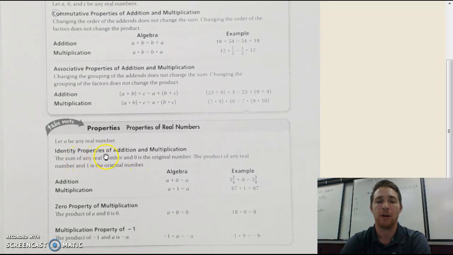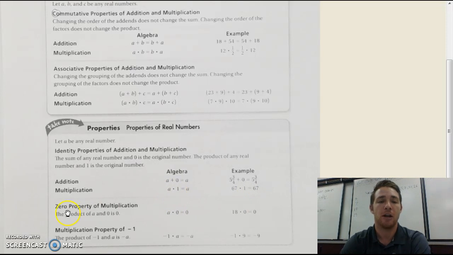The identity property works for, again, both addition and multiplication. The sum of any real number and 0 is that same number. For addition, if I take a number and add 0, I just get nothing added to it, so that's just that number again. The product of any real number and 1 is the original. Same kind of idea, but with multiplication, if you multiply times 0, you're not going to get the same thing back. You have to multiply times 1. Like in this example, 67 times 1 still gives you 67.